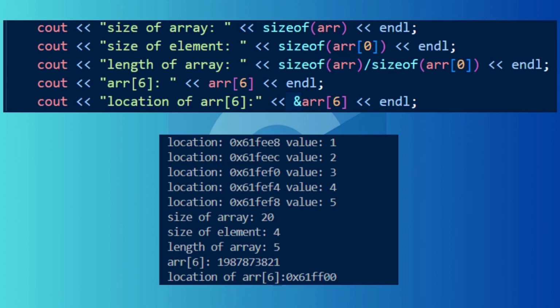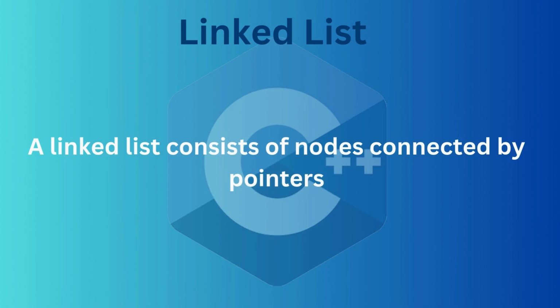Okay, so now after that, let's see the linked list. How can we implement a linked list, and what is a linked list? So basically a linked list consists of nodes connected by pointers. The linked list is not contiguous in memory. They are spread all over the memory.